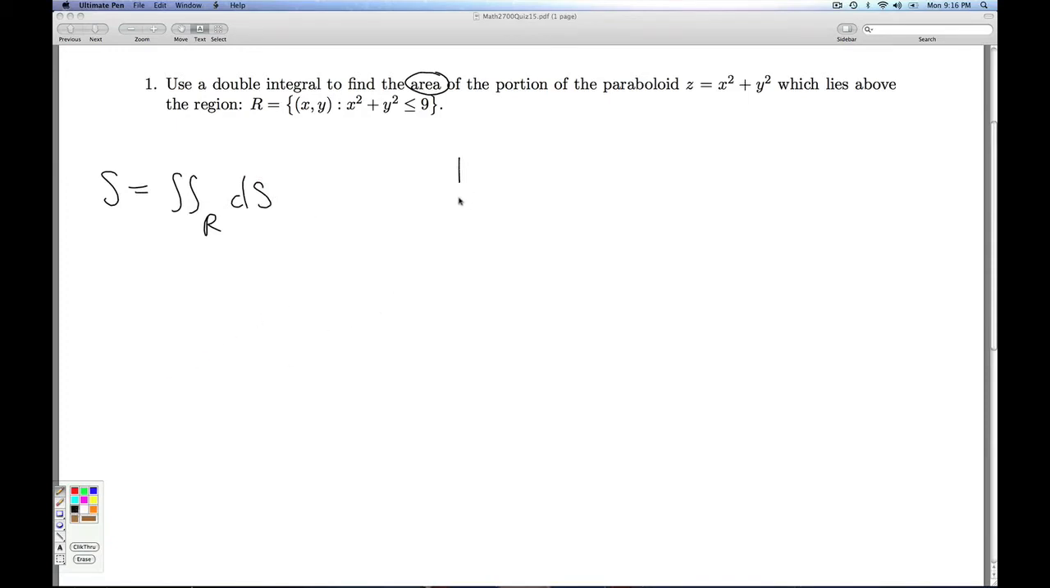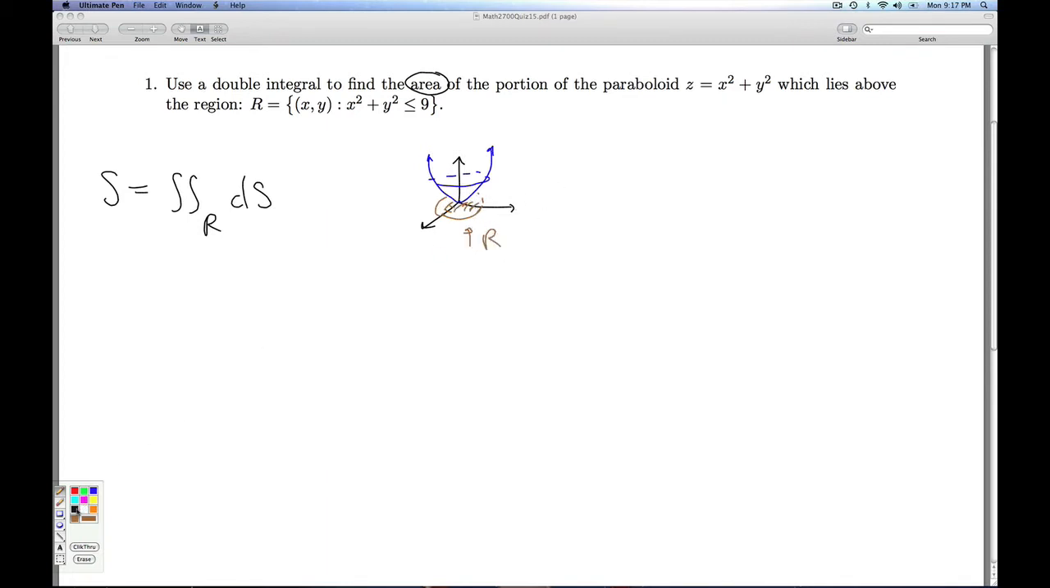So, if we look at the surface, it's our nice happy-go-lucky paraboloid that we've grown to love. That's him there. And we're in for a pleasant surprise. We're actually told the region over which we're integrating. So the region R is going to be a disk centered at the origin with a radius of 3. So that's our region R.